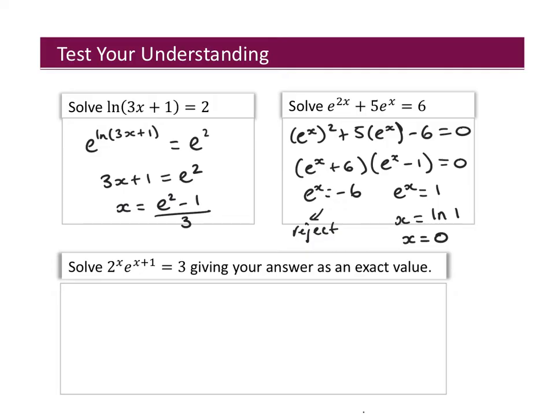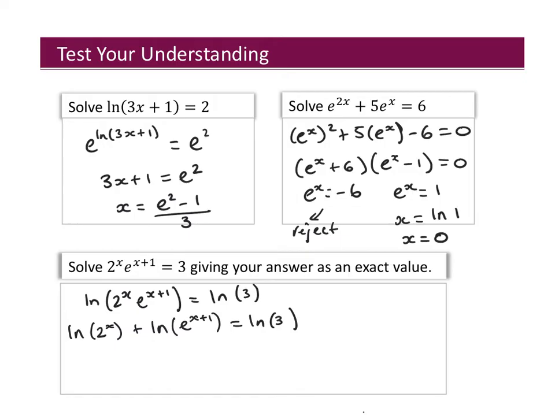Then for the second one, I've got 2 to the power of x multiplied by e to the power of x plus 1 equals 3. So first thing I'm going to do is I'm going to ln both sides. So I'm going to get ln of 2 to the x times e to the power of x plus 1 equals ln of 3. Now remember, a ln is still a log. It's just a log to the base e. So using log laws, we know the log of ab is the log of a plus the log of b, because they're multiplied, aren't they? So we're going to get the ln of 2 to the x plus the ln of e to the x plus 1 equals the ln of 3. Okay?